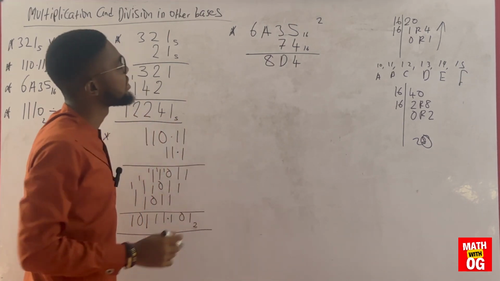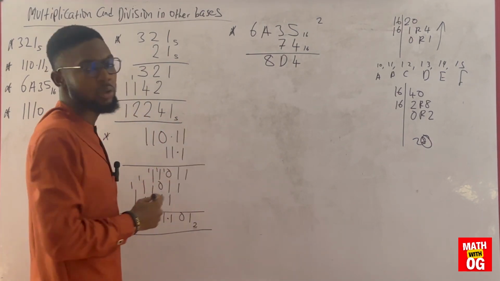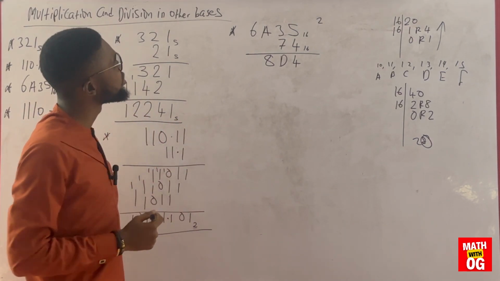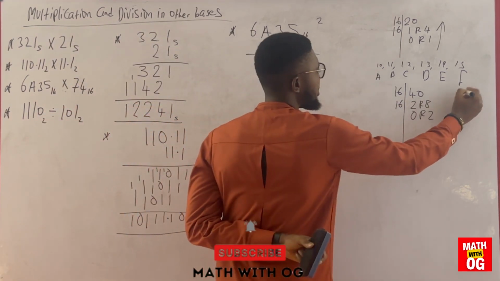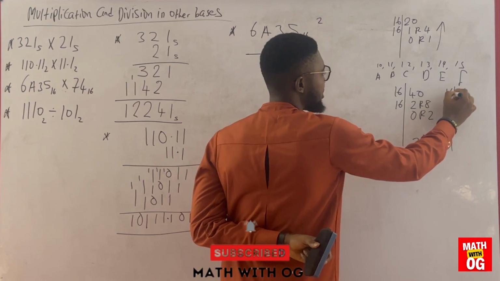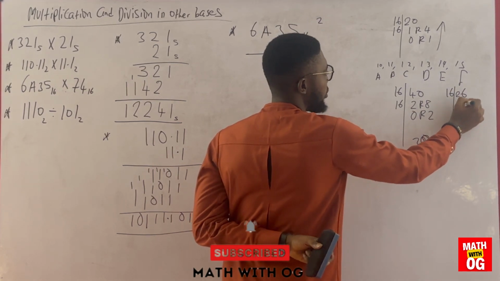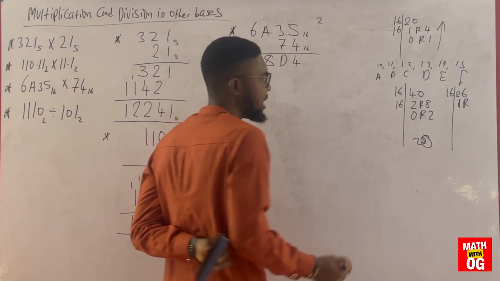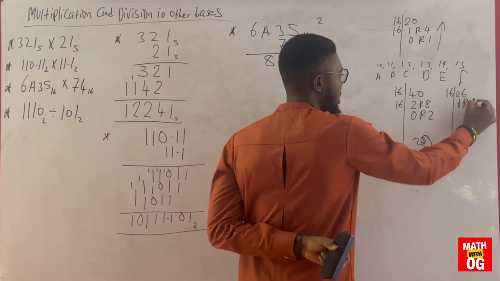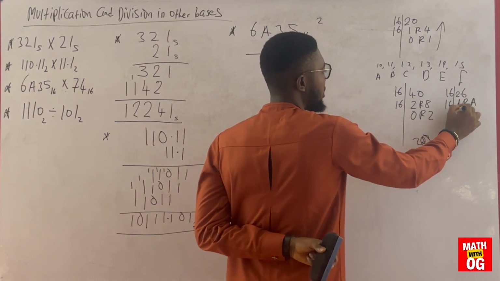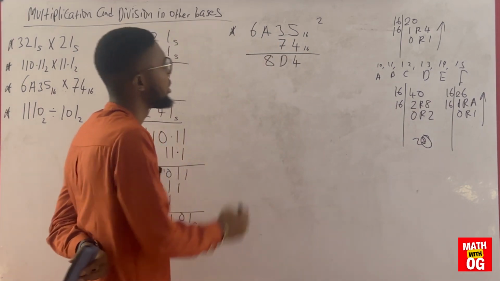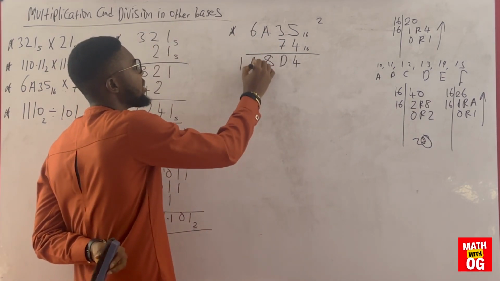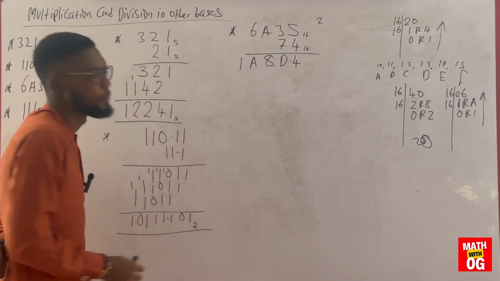Now 4 times 6 is 24. 24 plus 2 is 26. Now what is 26 in base 16? 16 into 26 is 1, remainder 10. And 10 is A. So I'll put A here. 16 into 1 is 0, remainder 1. So this will give us 1A. So I have 1A, 8D, 4.